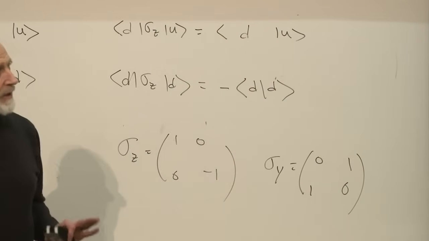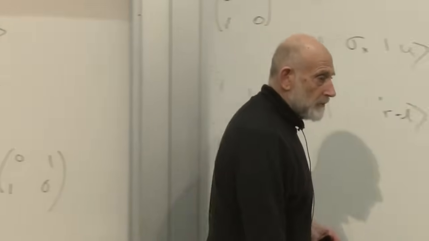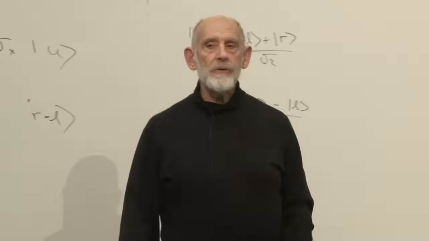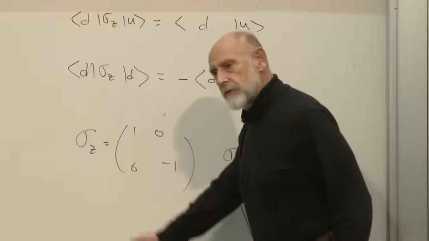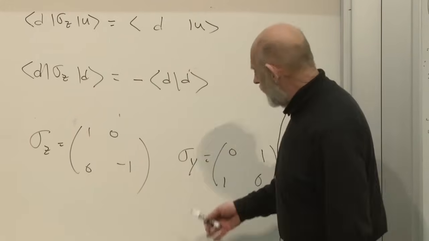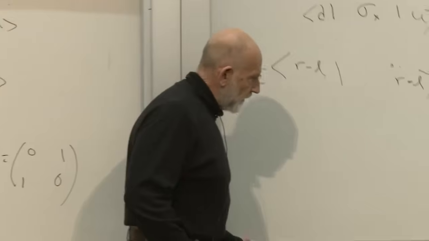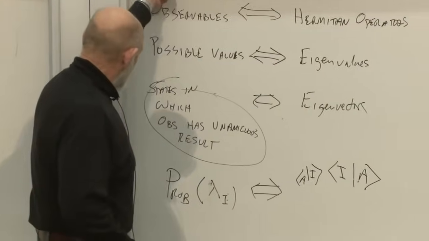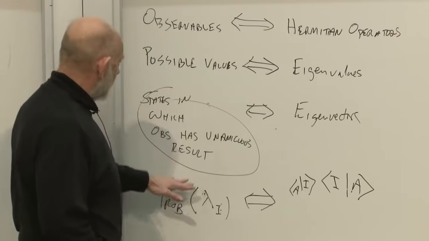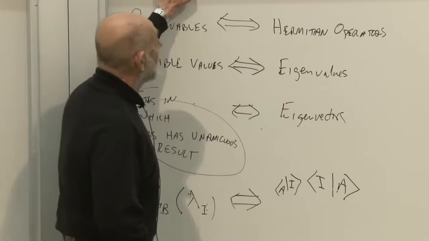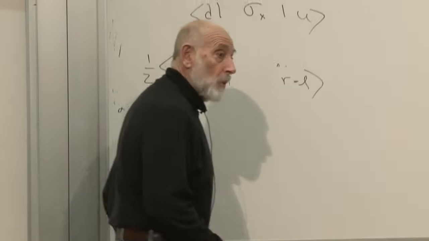Let's just stop for a minute and say, what is it that we have? We have a pair of matrices. This one's eigenvectors are up and down. This one's eigenvectors are right and left. They're exactly what we were talking about on the previous blackboard: the states in which the observables have unambiguous results are the eigenvectors. That's where we are. Now, the last one is sigma y.